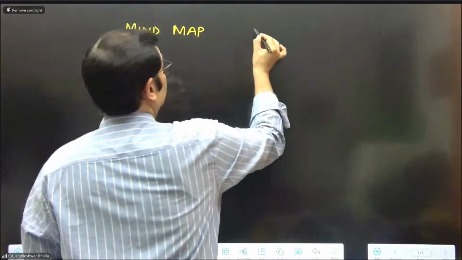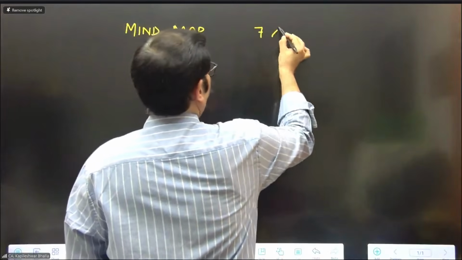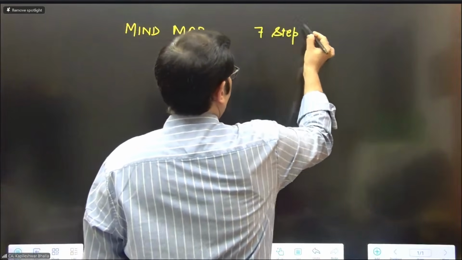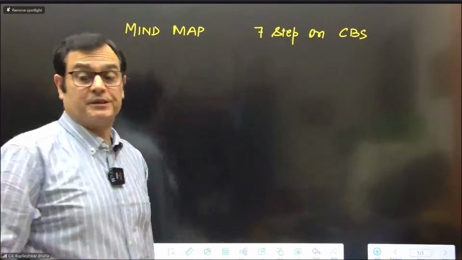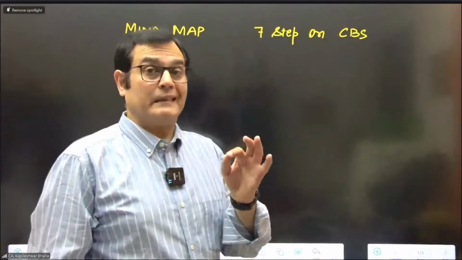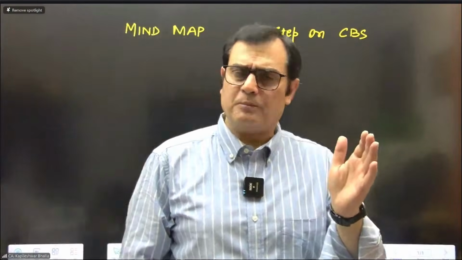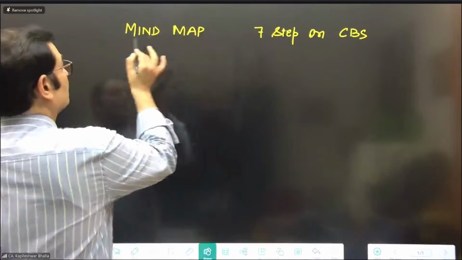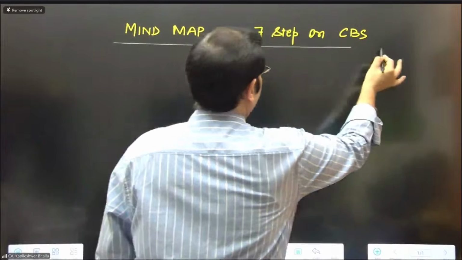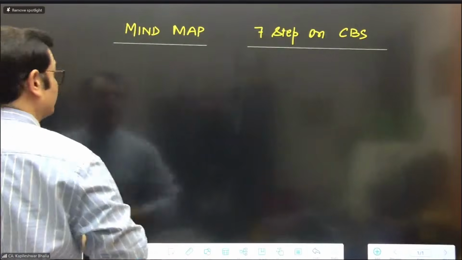So this is on the 7-step model on consolidation. I would rather call this the consolidated balance sheet, because my focus right now is on the balance sheet. We'll come to the profit and loss consolidation later. So we've got a mind map of 7 steps on the consolidated balance sheet.